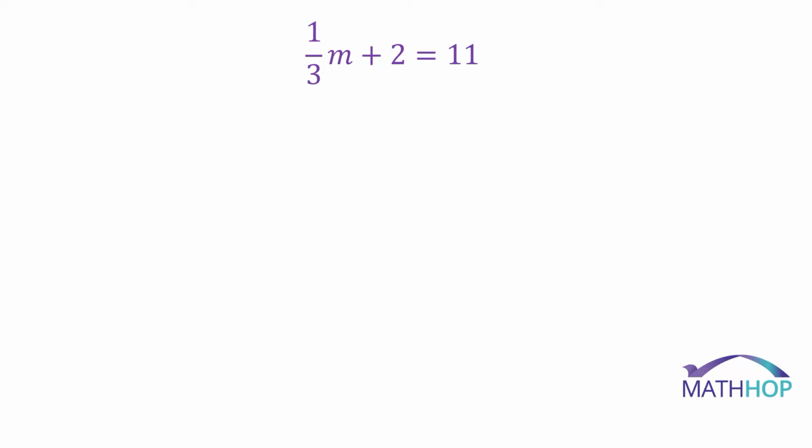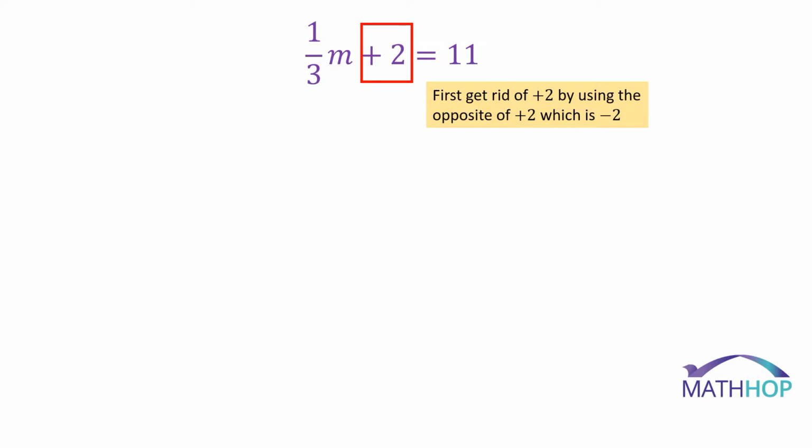This time we have 1/3 m plus 2 equals 11. Let's first go over the steps and what we would do, and then on the next screen we'll go ahead and solve it. So again, that plus 2 is the furthest from the variable. We're going to get rid of plus 2 by using the opposite of plus 2, which is subtract 2 or minus 2, however you want to think of that. You see a plus 2, the opposite is minus 2.